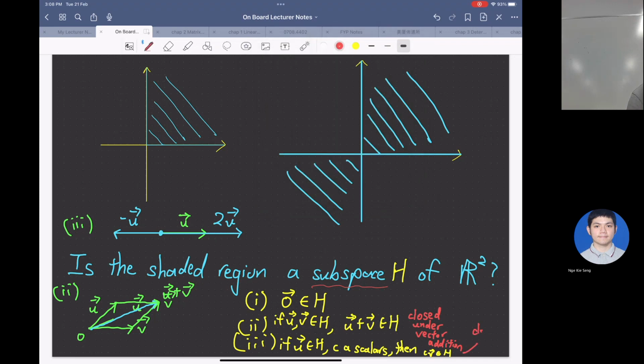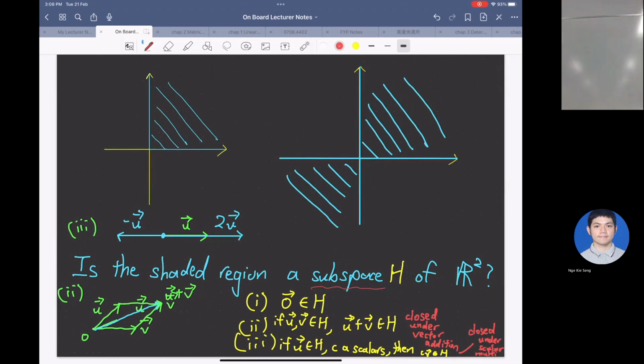The third one is closed under scalar multiplication. Sorry, I write too small, but you should know what I'm writing. There are two cases here, call them A and B. In both cases, you can see that 0 is always in the shaded region, so there is no issue with the first point.